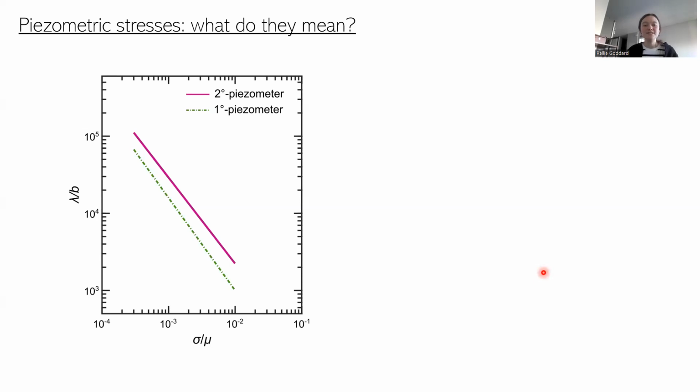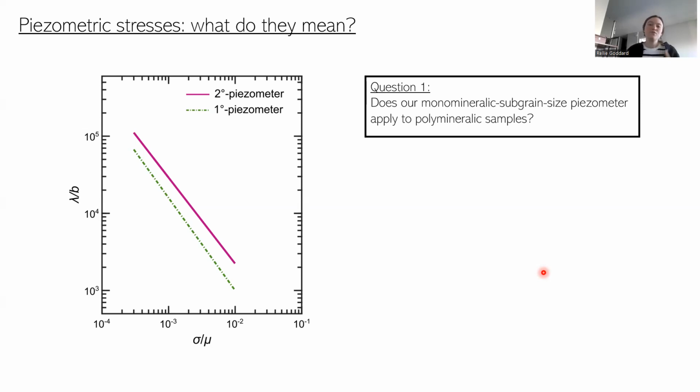But there remain a number of questions that we wanted to test before we can confidently use these in nature. The first, and most prominent, question is: are subgrains truly immune to the effect of secondary minerals? In theory, they're intragranular and they shouldn't be affected by secondary phases, but we want to be really confident about this. We want to make sure that our piezometers are accurately measuring the stress within an individual phase.